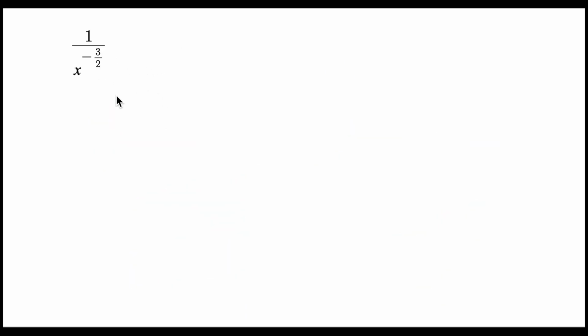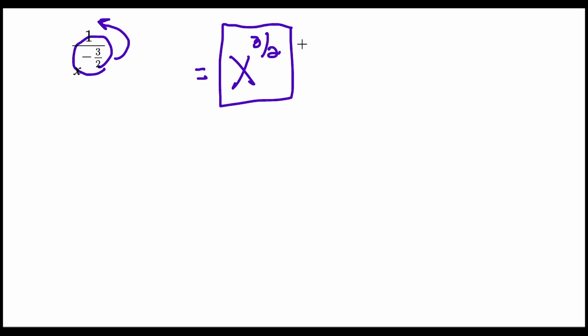So we have seen a problem like this before. Remember when we have a negative exponent in part of the fraction, that means we will move it to the other part of the fraction and change it to be positive. And 1 times anything will be that thing. So if I multiply x to the positive 3 over 2 by 1, I'm just going to have x to the power of positive 3 over 2 as my final answer.